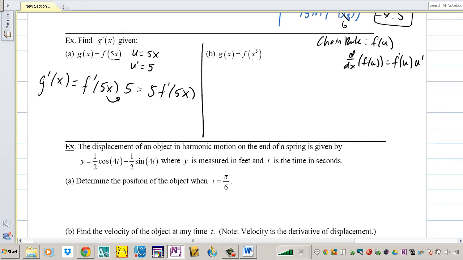The next one, same thing. u is x cubed. What is u prime? 3x squared. So g prime is f prime of x cubed times 3x squared, which is 3x squared f prime of x cubed.